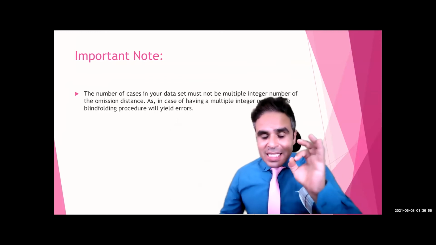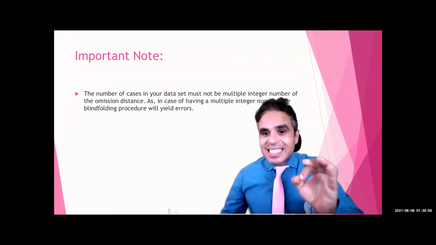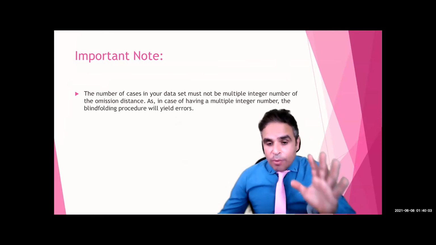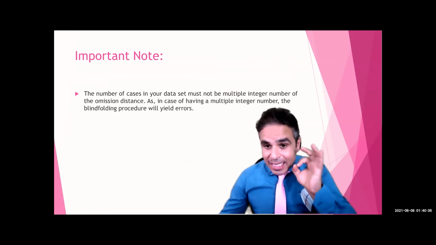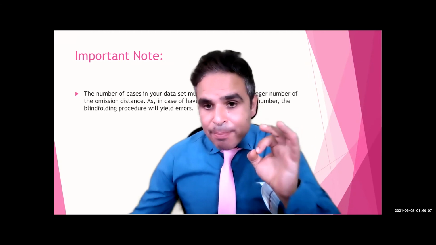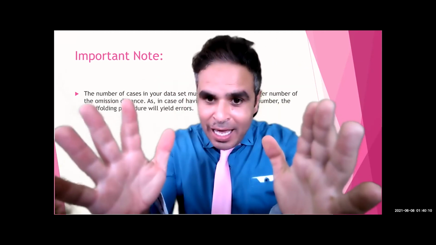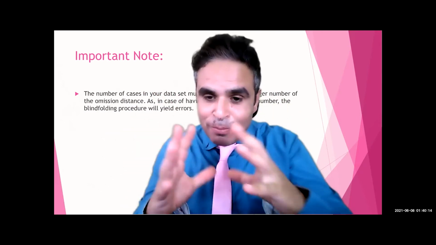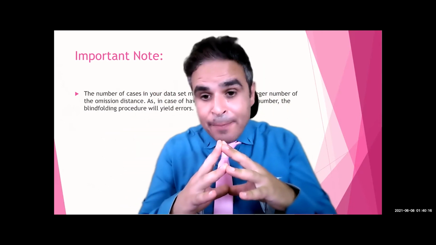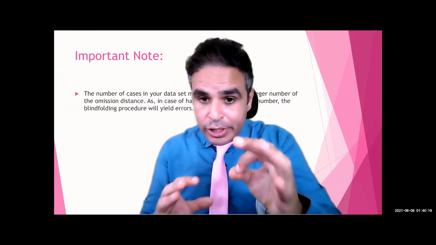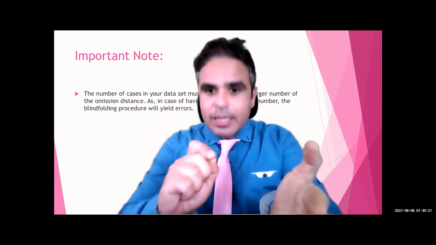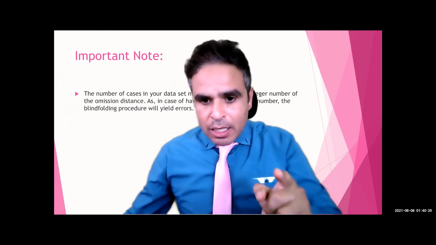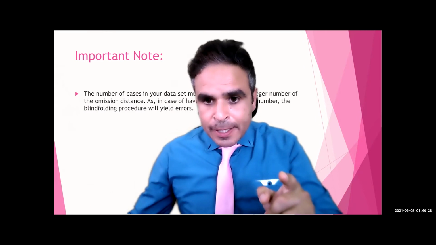The number of cases in your data set must not be a multiple integer number of the omission distance. And in case this happens, we will end up with erroneous blindfolding procedures in the results, okay? So this is important. Please make a note, write this down, and let's move back to SmartPLS here.